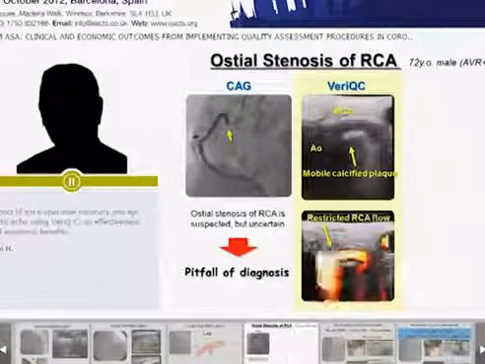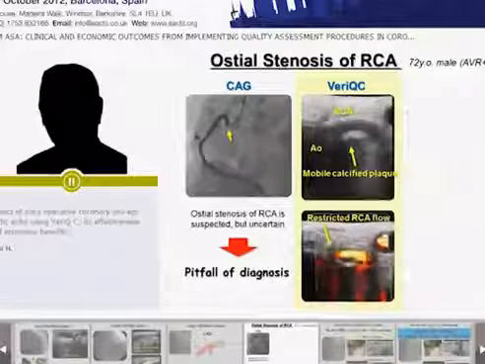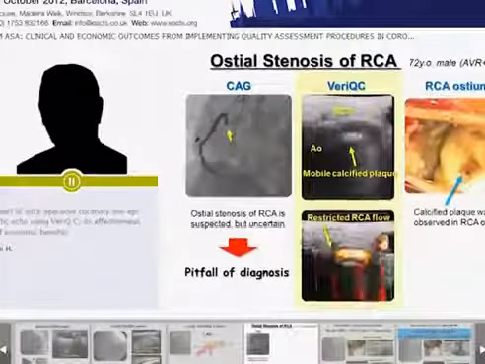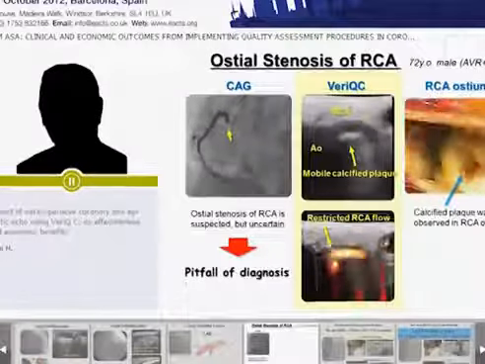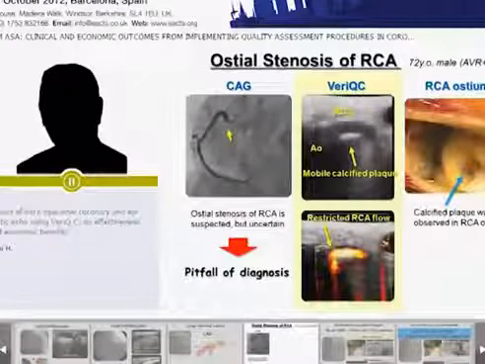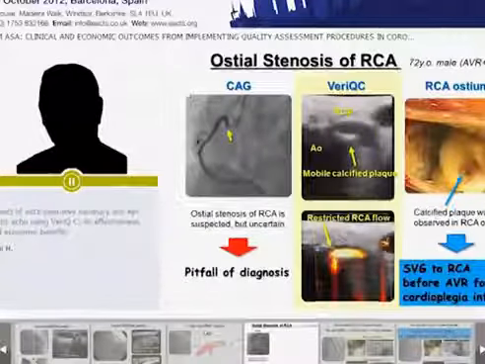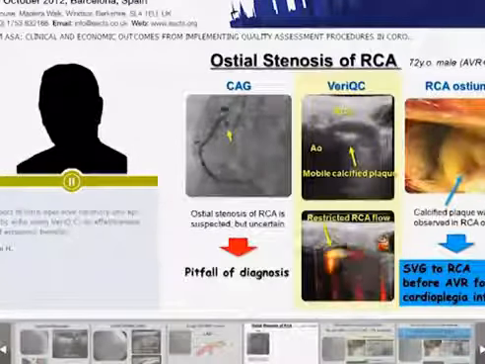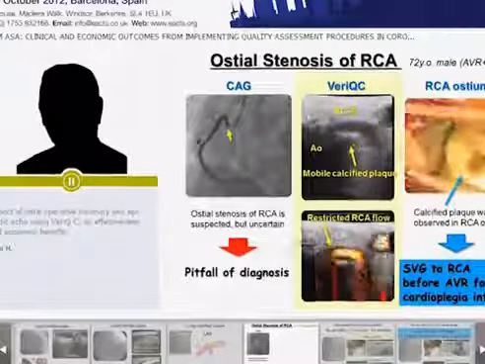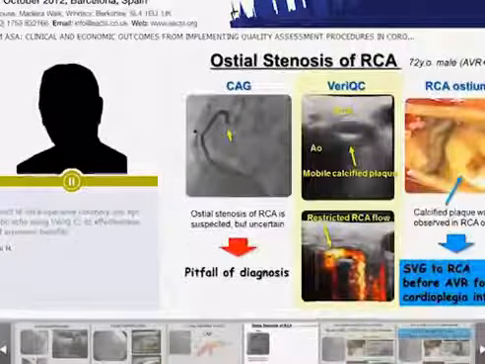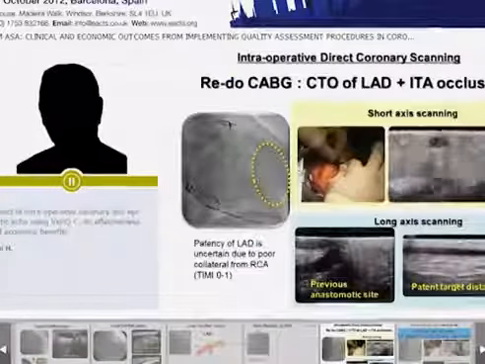For this particular case, I did aortic valve replacement also. So I opened it, and I found the calcified plaques, which were detected by the VeriQC. So I put on a saphenous vein graft to the right coronary artery, beating heart on pump, before AVR, and then put cardioplegia infusion through the graft.